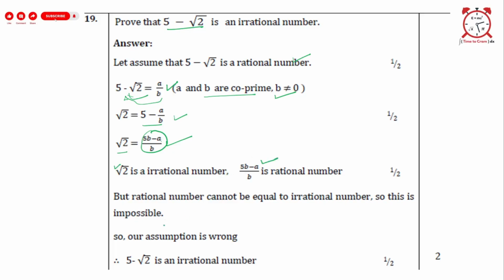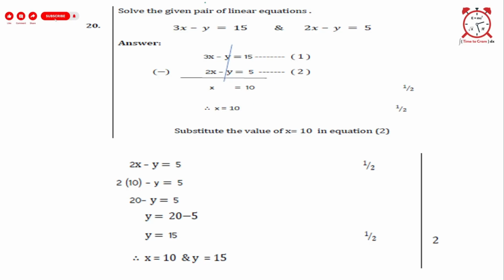So this is a contradiction with our assumption. So that is why our assumption is wrong. So this thing also we have written, it is impossible. So that is why our supposition is not correct. So 5 minus root 2 is an irrational number. So in that way, by the assumption and contradiction method, we have to prove the given number is an irrational number. So now the next question is solve the given pair of linear equations.